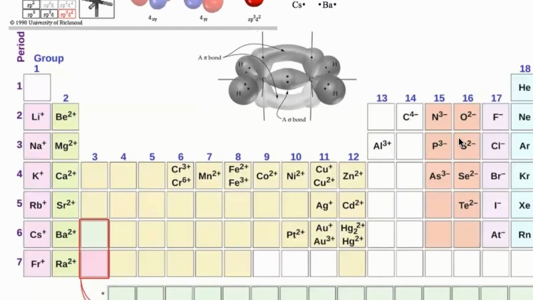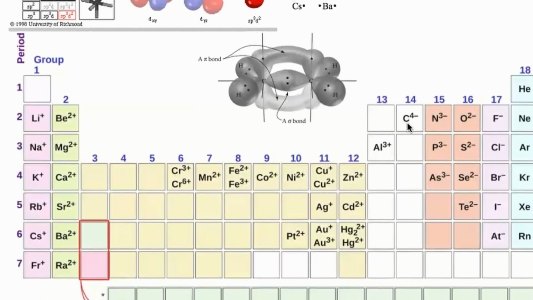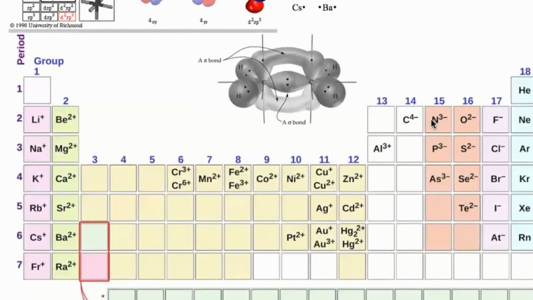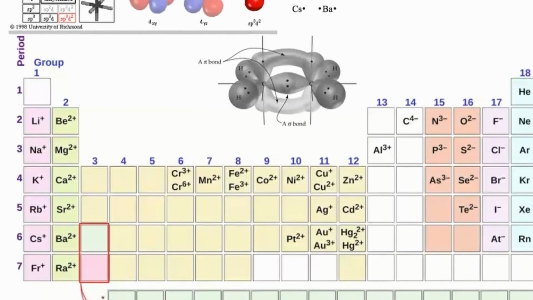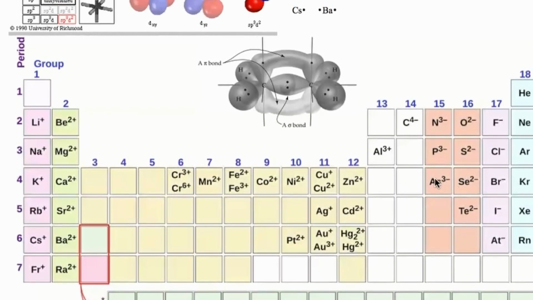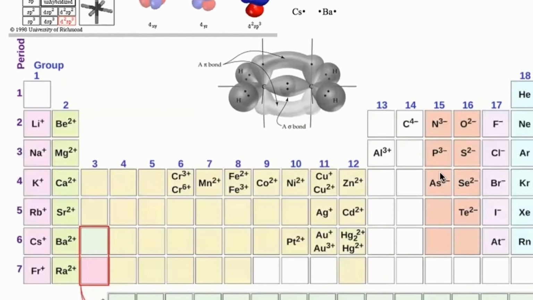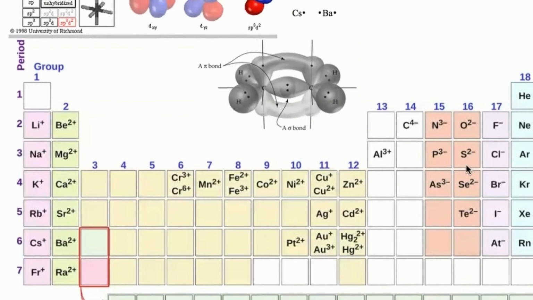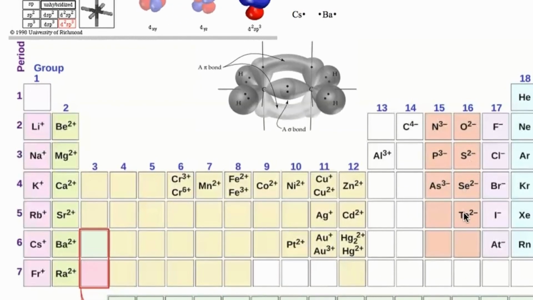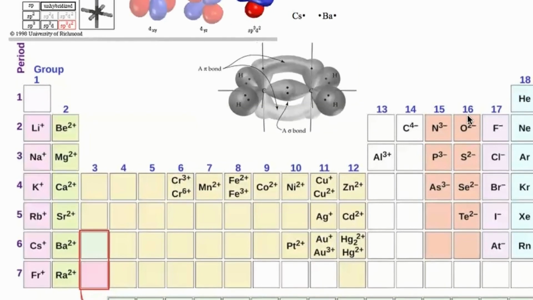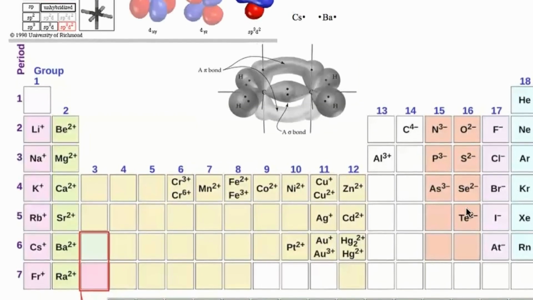And here we have the anions, which include carbon 4-, nitrogen, phosphorus, as well as arsenic that exist as 3-. And here we have oxygen, sulfur, selenium, tellurium. These exist as 2- charge anions.